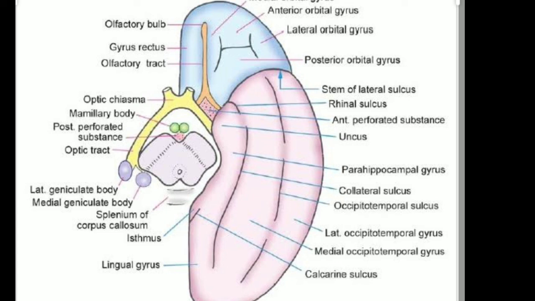So far we finished the sulci and gyri of the supralateral surface, medial surface and inferior surface.